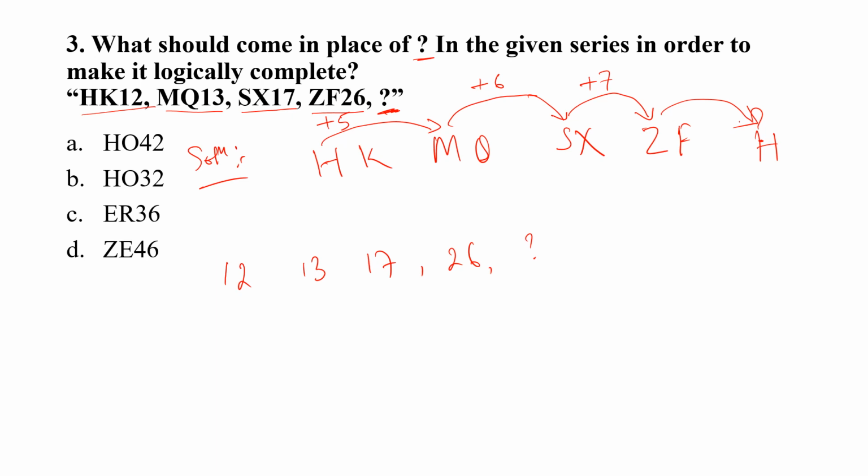Now to get from H to K, we count H, I, J, K. So we have plus 3 to get K here. From M to Q, we count M, N, O, P, Q, so plus 4. S to X, plus 5. And Z to F, plus 6. So from H to this second letter, we have to plus 7. If we plus 7, H, I, J, K, L, M, N, O, so it will be O.